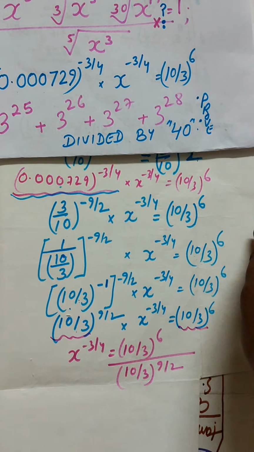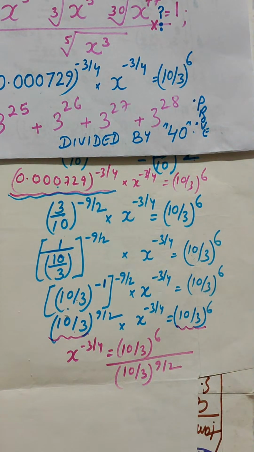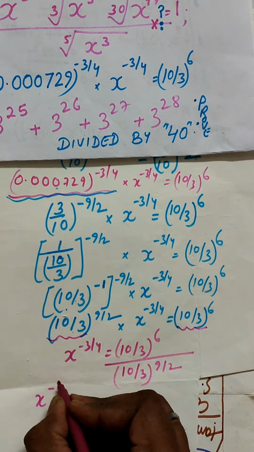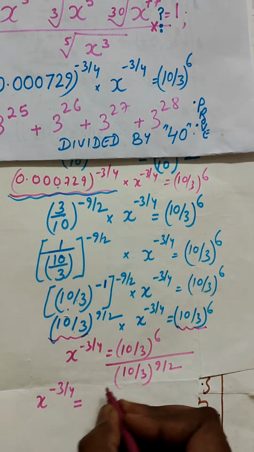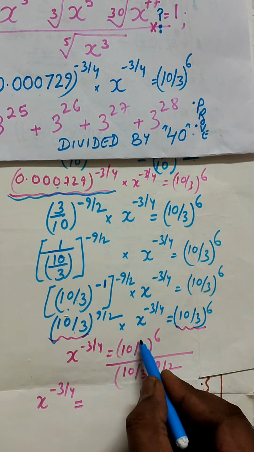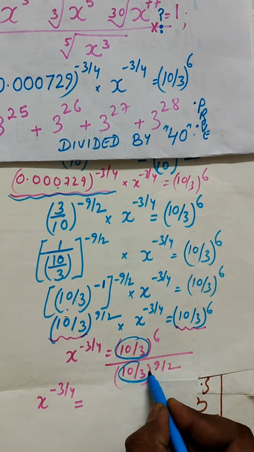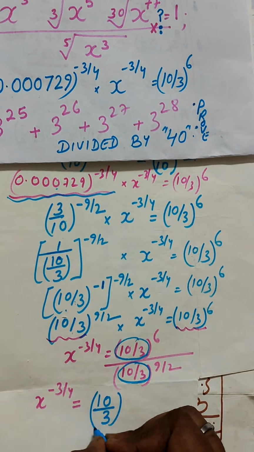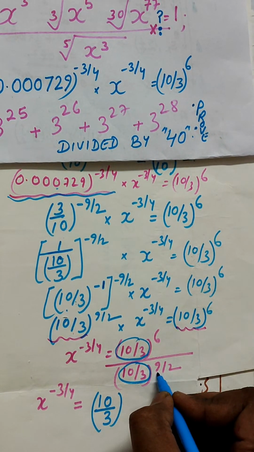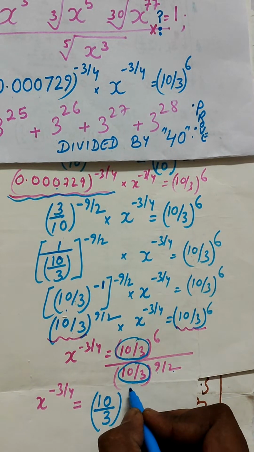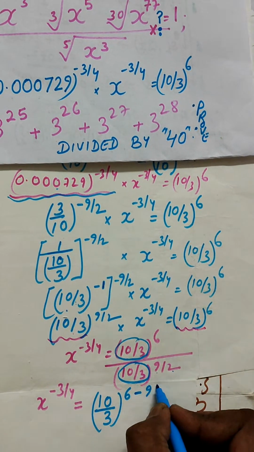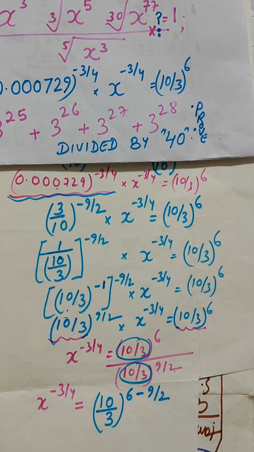Right? So this can be written as x power minus 3 by 4 is equal to, since you can see the bases are same, 10 by 3 and 10 by 3, so the base will remain same and the exponents will be manipulated. Here it is into the denominator 9 by 2, so it will go with 6 into the numerator with a negative sign. So it can be written like this, right?